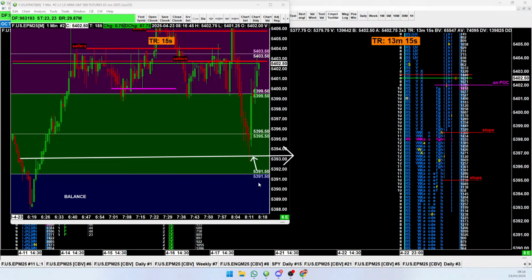Yeah, competitive buying is caused by short covering. Competitive buying is caused by aggressive short covering.